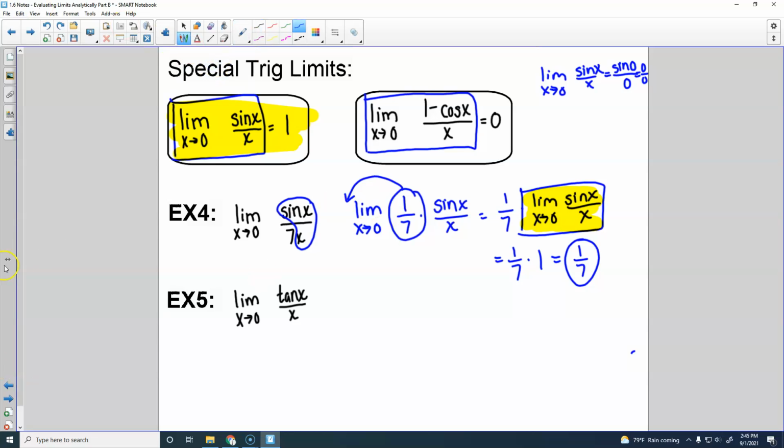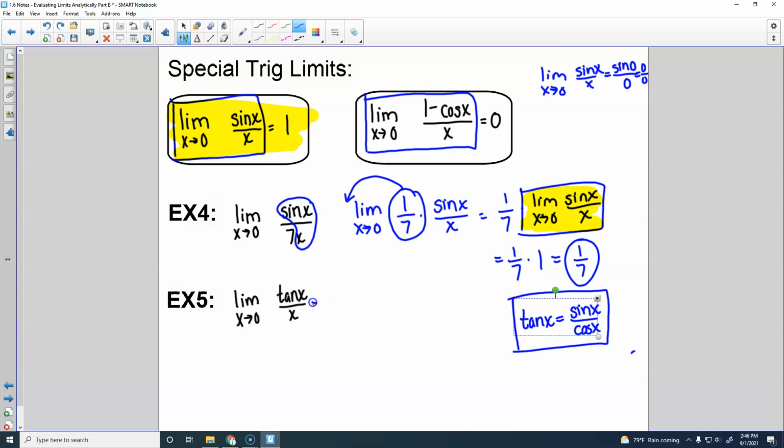All right? Okay, all right, example 5. Now, we can't get anywhere with tangent, because tangent is not in either one of our special limits that we're going to memorize. But tangent is sine over cosine. So those trig identities that we did, they're coming back. So we got to remember that tangent x is sine x over cosine x. That is a fact that we need to make sure that we know, right?